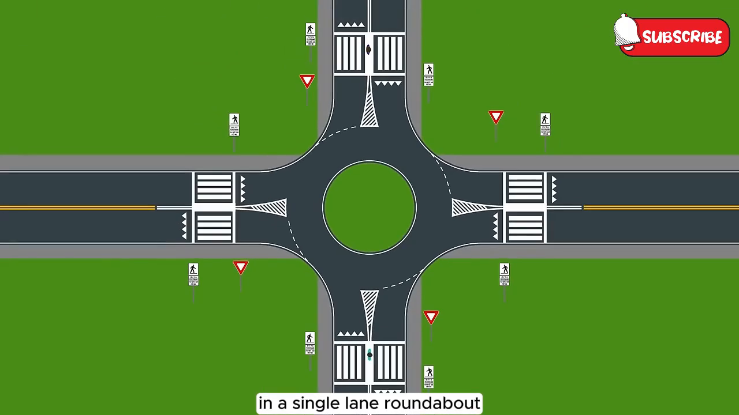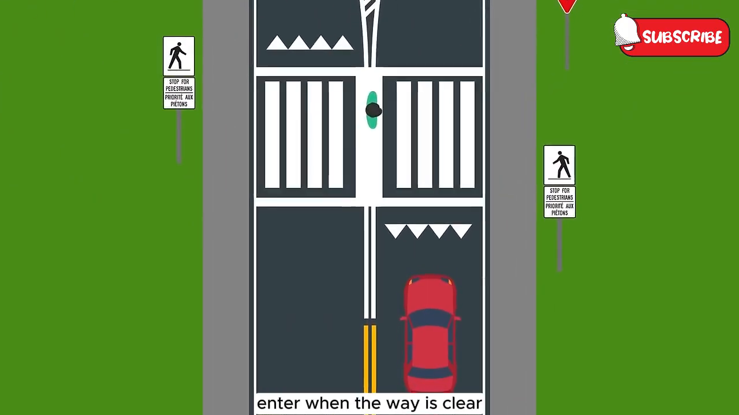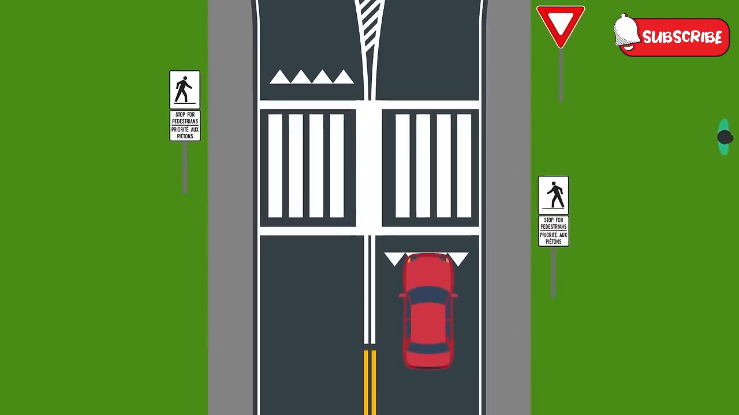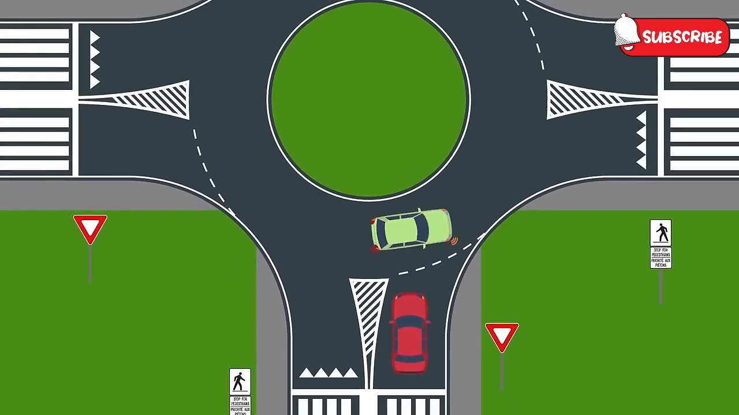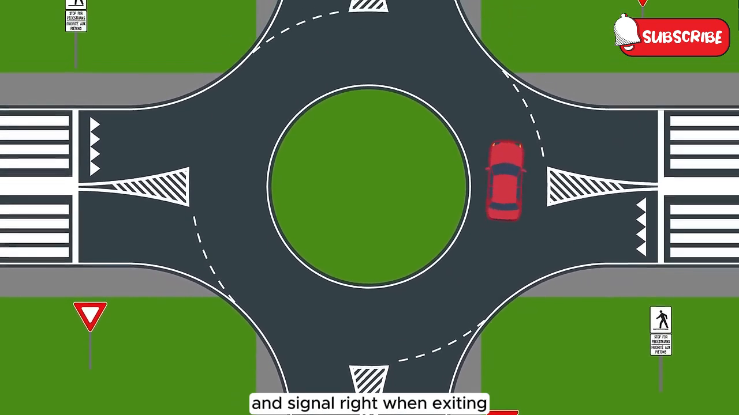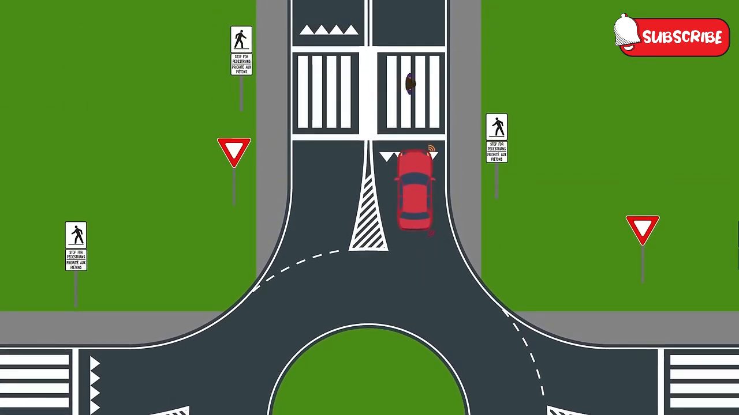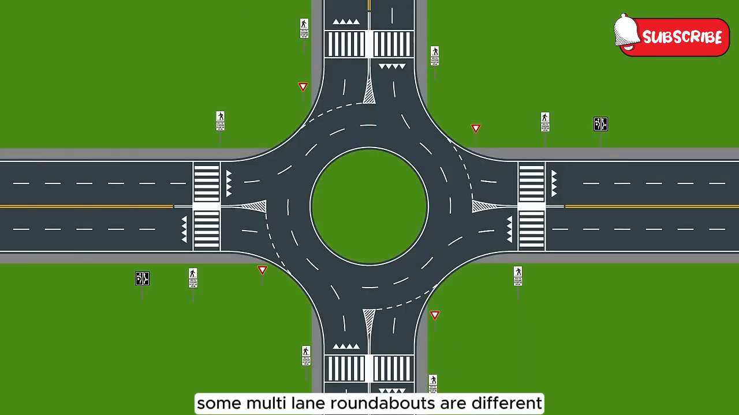In a single-lane roundabout, enter when the way is clear. And signal right when exiting. Some multi-lane roundabouts are different. Watch for lane usage signs and position appropriately before entering.